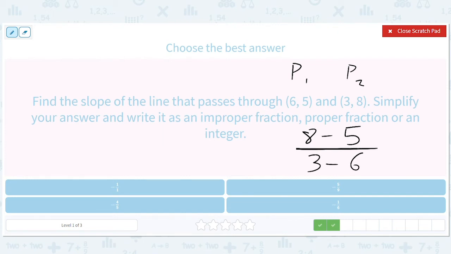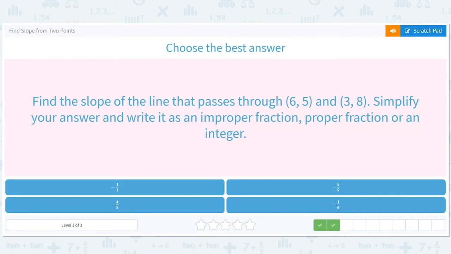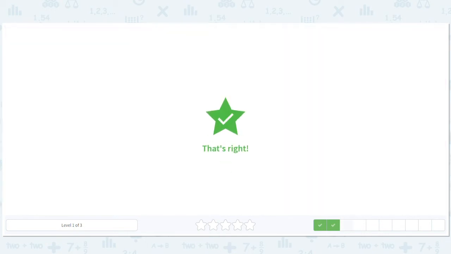Now you have to keep the order the same, right? If you do this 8 minus 5, you have to do this 3 minus 6 on the bottom. So it has to be consistent. So this will be 3 over negative 3. And as you know, that's going to be negative 1 over 1, or just negative 1. But they're trying to keep the format the same.